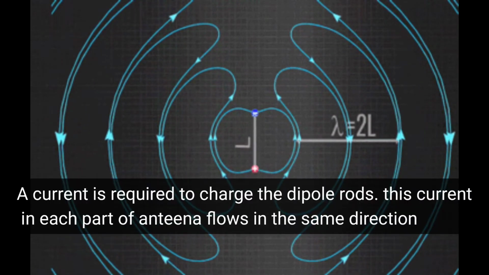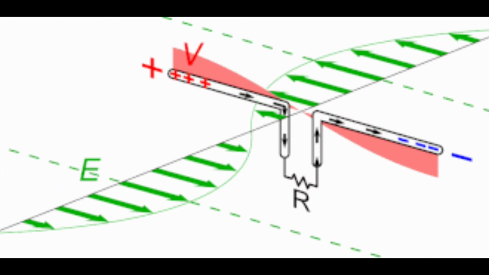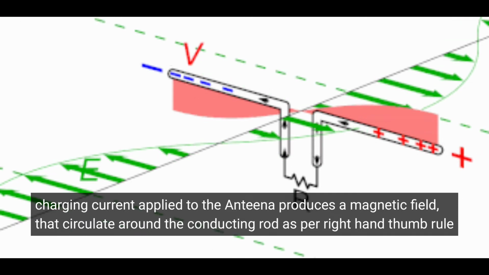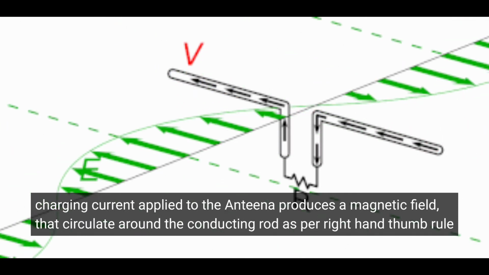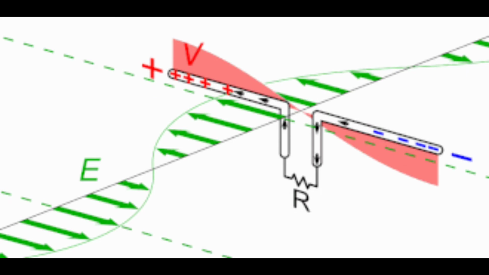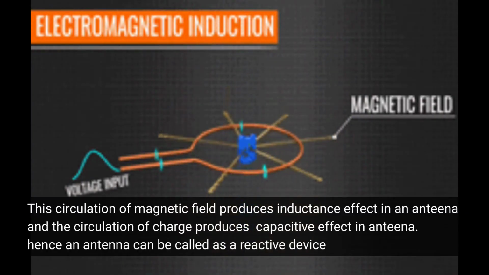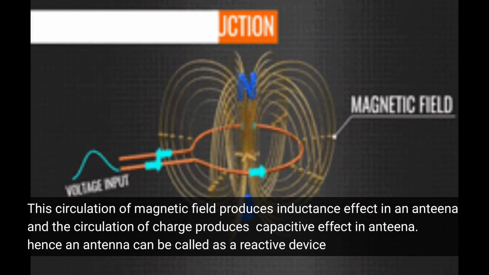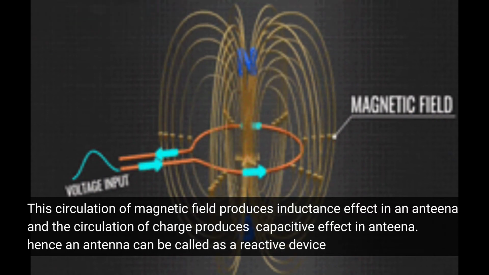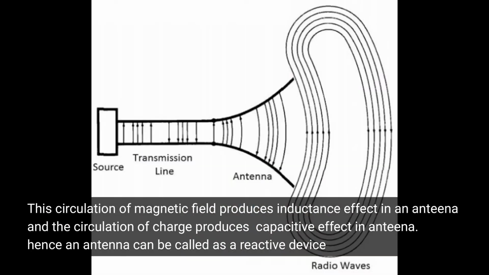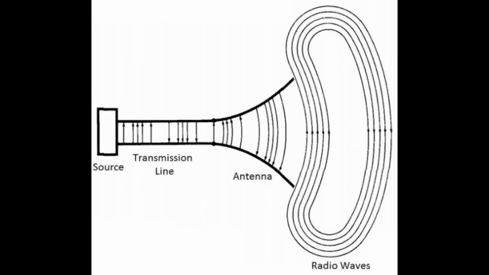A current is required to charge the dipole rods, and for radiation, this current in each part of the antenna flows in the same direction. This charging current applied to the antenna produces a magnetic field that circulates around the conducting rod as per the right hand thumb rule. This circulation of magnetic field results in an inductance effect in an antenna, and the circulation of charge results in a capacitive effect in an antenna. Hence, an antenna can be called a reactive device.